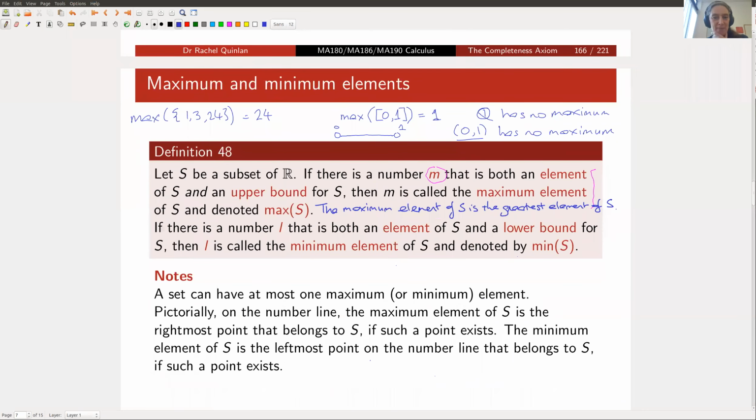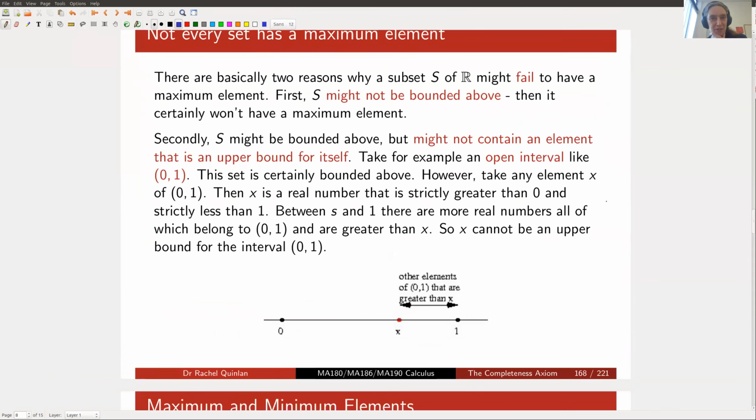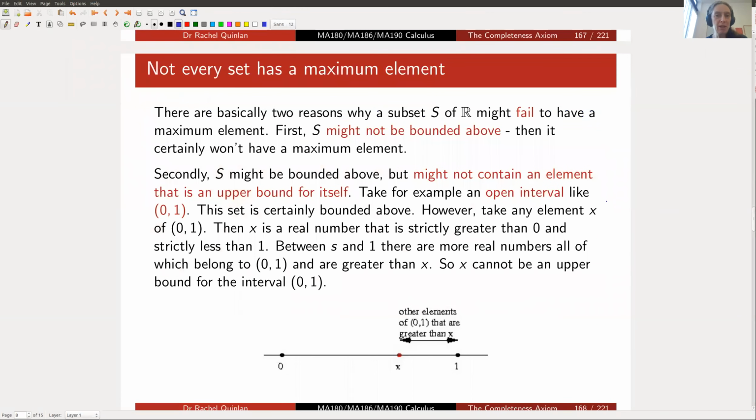Okay, if not, then I still haven't said what this key property of the real numbers is that we're supposed to be talking about. There are two reasons why a subset of R might fail to have a maximum element. First, it might not be bounded above, and then it certainly won't have a maximum element, because if a set is not bounded above, then its elements persist indefinitely along the positive direction on the number line, and there's no way you could have a biggest one. They just keep getting bigger without bound. That's certainly a reason, but not the one we're interested in right now.